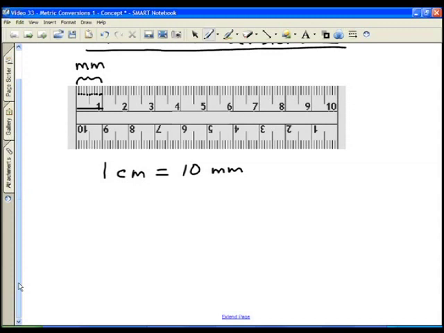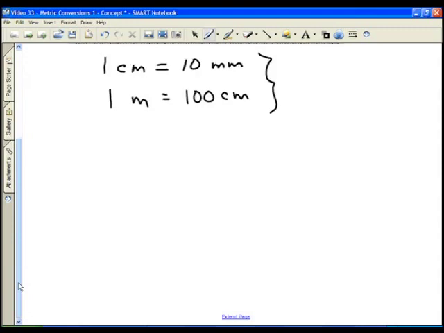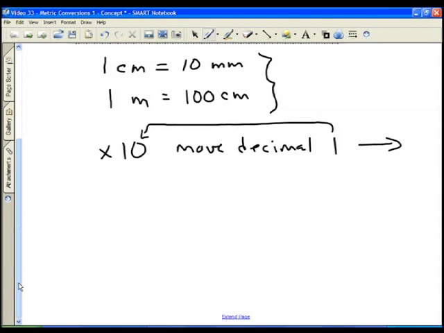And the other basic conversion that's important to know is that in 1 meter there are 100 centimeters. And the good thing about the metric system is it's all in using a base of 10. And when we use a base of 10, worth noting here that when you multiply something by 10, you move the decimal 1 place to the right. The reason why it's 1 place is because there's 1 0.